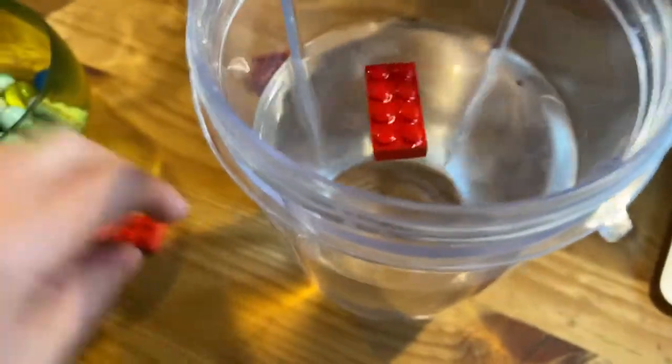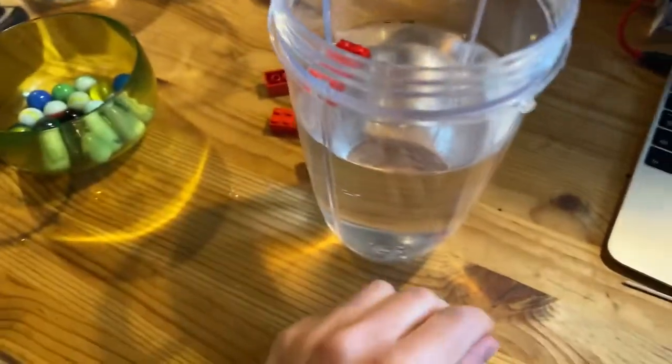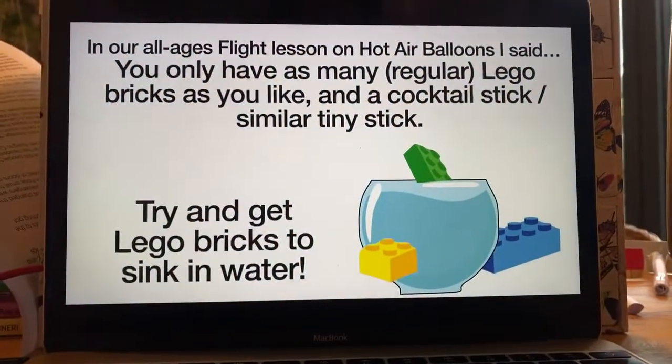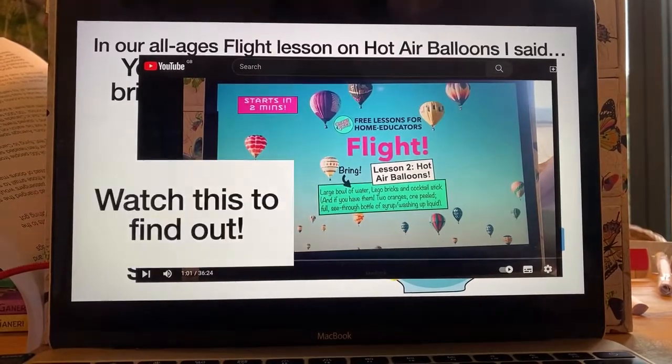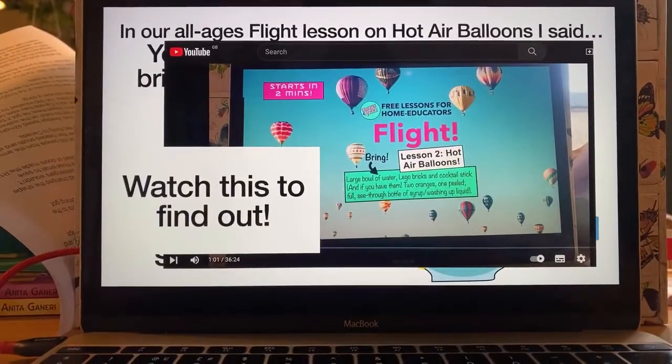It's a good challenge. You can use as many of these regular old bricks as you like, you can stick as many together as you like, and if you find it useful to use a cocktail stick, you could do that. But I'm going to be really mean. I'm not going to tell you the answer. You have to watch this all ages lesson on hot air balloons to find out the answer, okay?